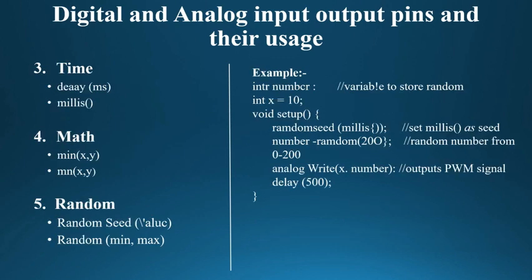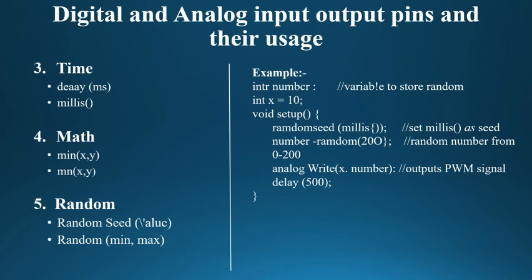Next one we have is the methods called time. It is used to delay or pause the execution flow of the system or the IoT projects. Here we have two methods, delay and millis. Basically delay takes a millisecond value as a parameter and pauses for that time, while millis will not pause the execution flow. Next one is math functions.